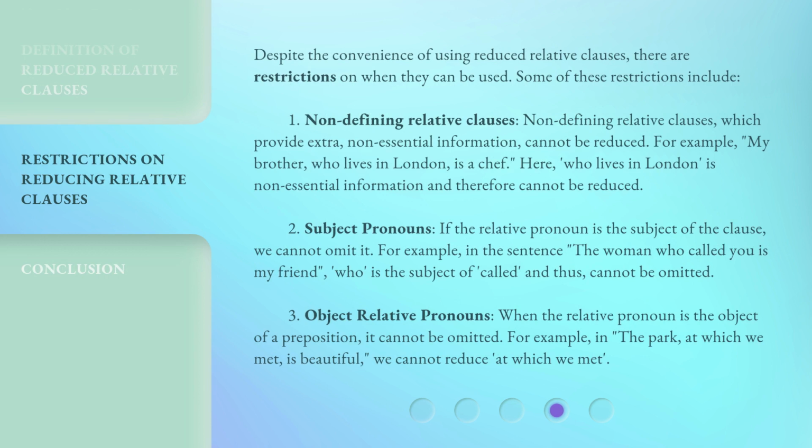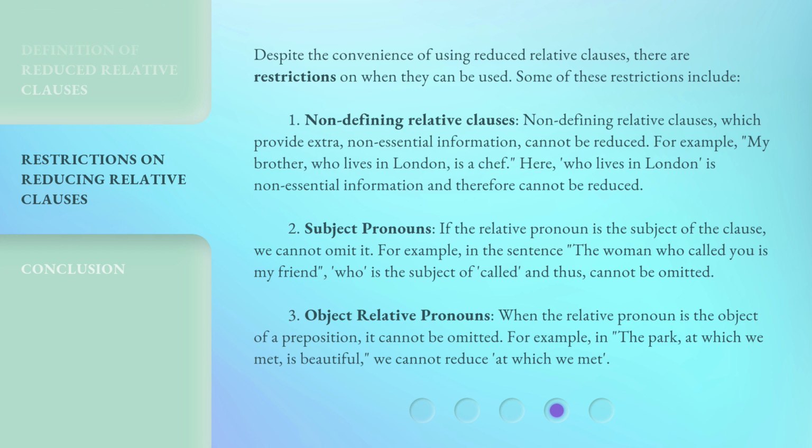Despite the convenience of using reduced relative clauses, there are restrictions on when they can be used. Some of these restrictions include 1. Non-defining relative clauses. Non-defining relative clauses, which provide extra, non-essential information, cannot be reduced. For example, my brother, who lives in London, is a chef. Here, who lives in London is non-essential information and therefore cannot be reduced.